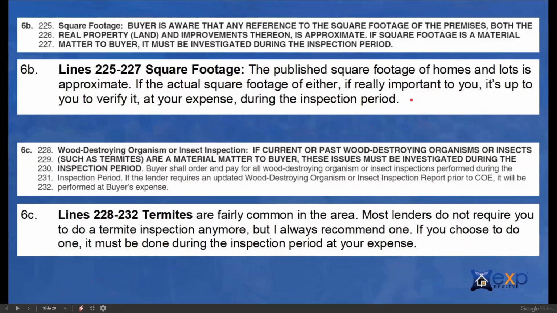Believe it or not, this can be a really serious issue. In fact, I'll share a story from back in, I believe it was the early 90s. It didn't happen to me, but it happened to a fellow agent of mine when I was at RE/MAX.